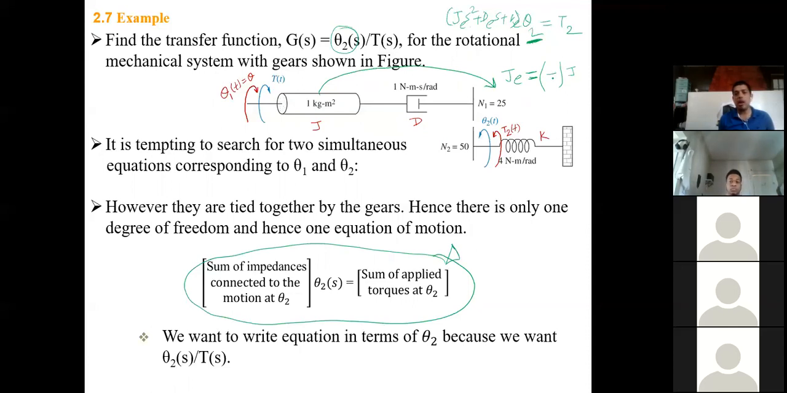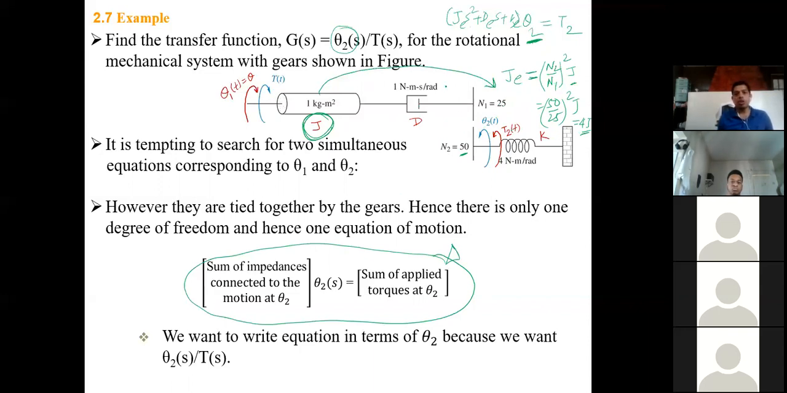So you have to multiply destination by source squared, right? What is your destination? Destination N2. Your source is N1. That's your J_E. See, your J becomes J times N2 over N1 squared. Meaning your J is amplified by 4, because your N2 is 50, N1 is 25, then times J, which is 4J. See the magic that gears has done, right? It amplifies your inertia by 4 times.